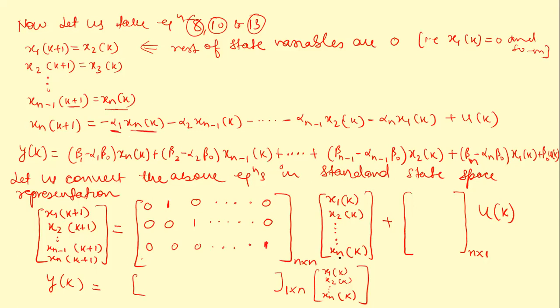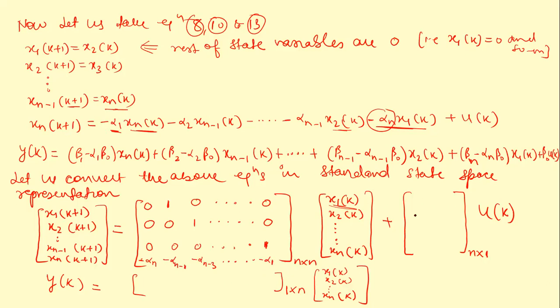So what is the coefficient of x1k plus 1? The coefficient of x1k is minus alpha n. So we'll start from minus alpha n. Then for x2k it is minus alpha n minus 1, then for the next one minus alpha n minus 2, and ultimately for xnk we have minus alpha 1, right? So this is the matrix F.